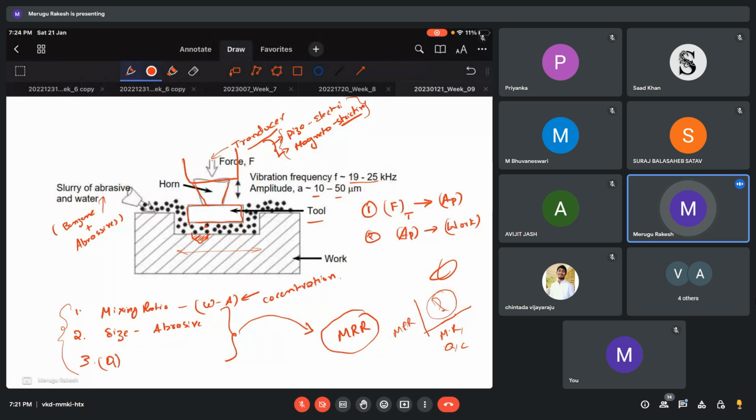So this is the main principle of working, and now I should tell what the mechanism of MRR is here. As I said, there will be crack initiation followed by brittle failure. So we should concentrate on this brittle failure, or brittle fracture.